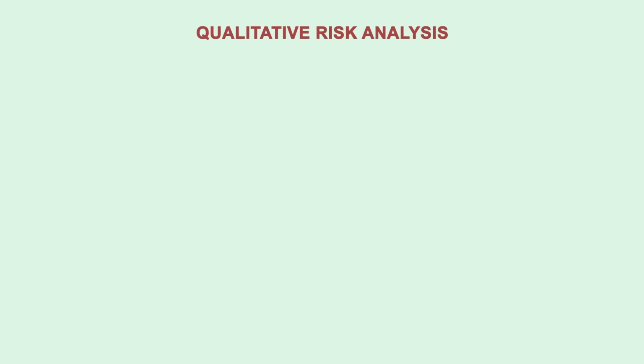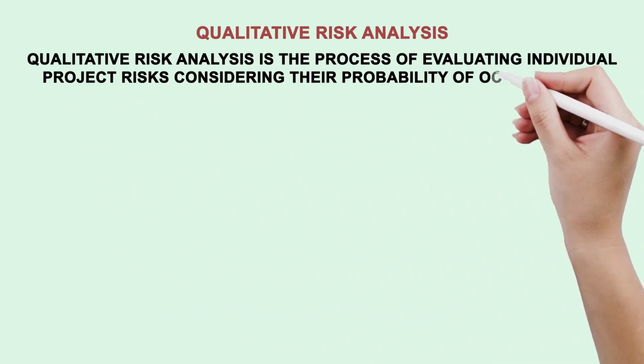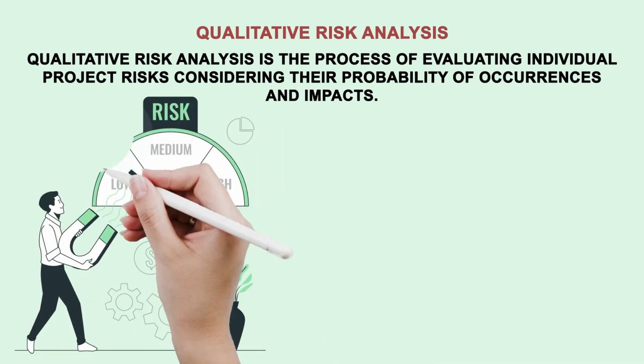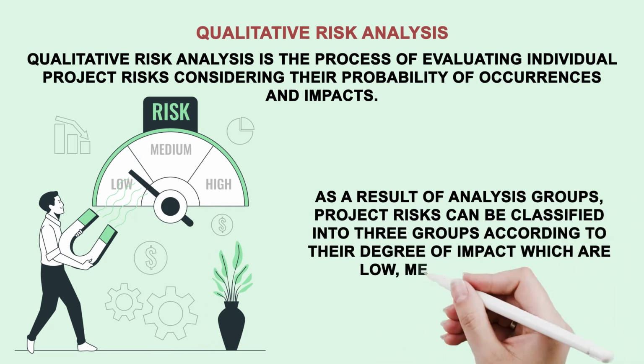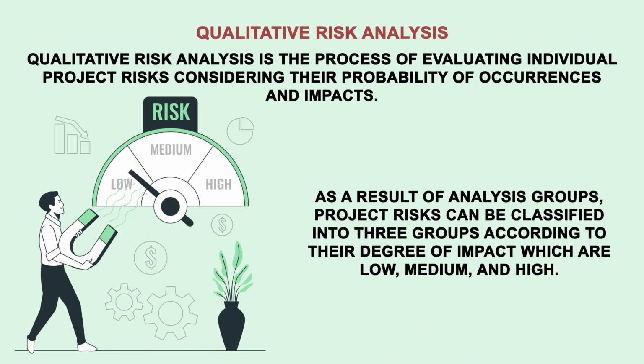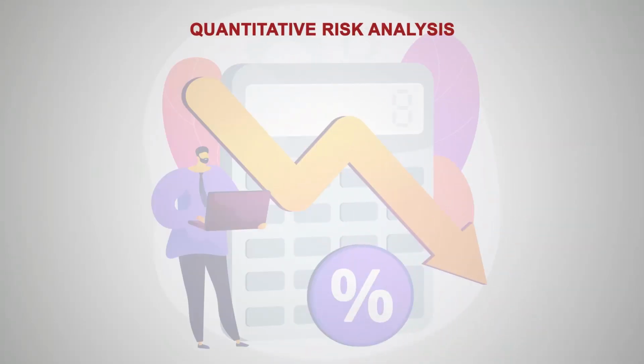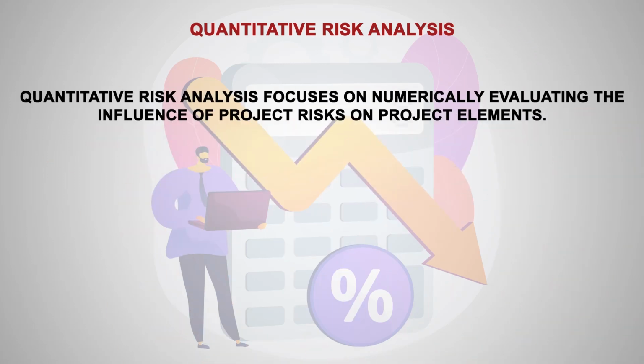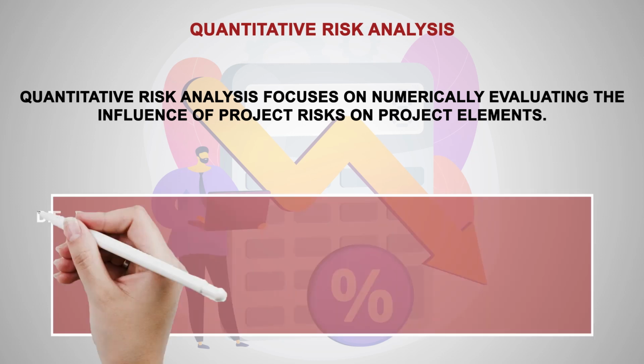Qualitative risk analysis. Qualitative risk analysis is the process of evaluating individual project risks considering their probability of occurrences and impacts. As a result of analysis, project risks can be classified into 3 groups according to their degree of impact, which are low, medium, and high. Quantitative risk analysis. Quantitative risk analysis focuses on numerically evaluating the influence of project risks on project elements.